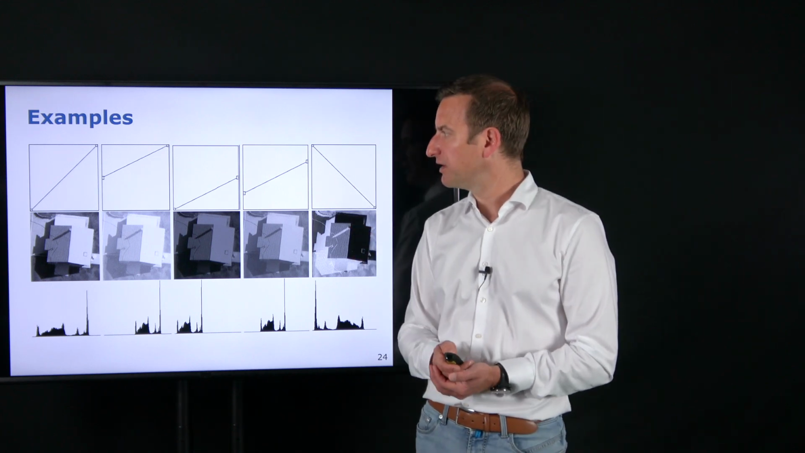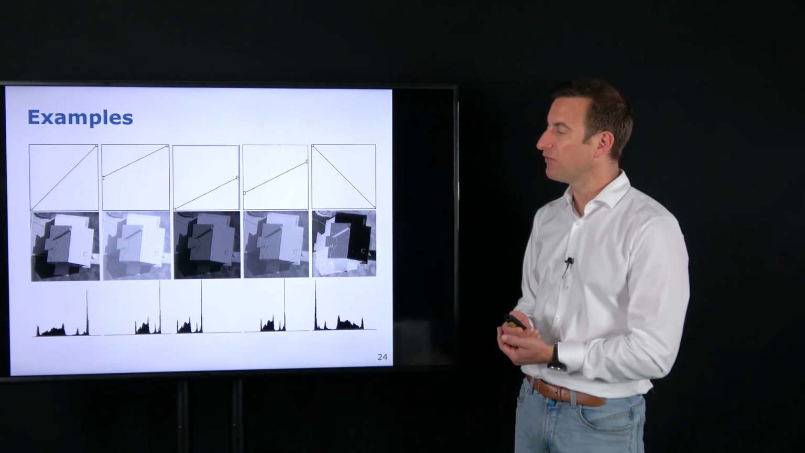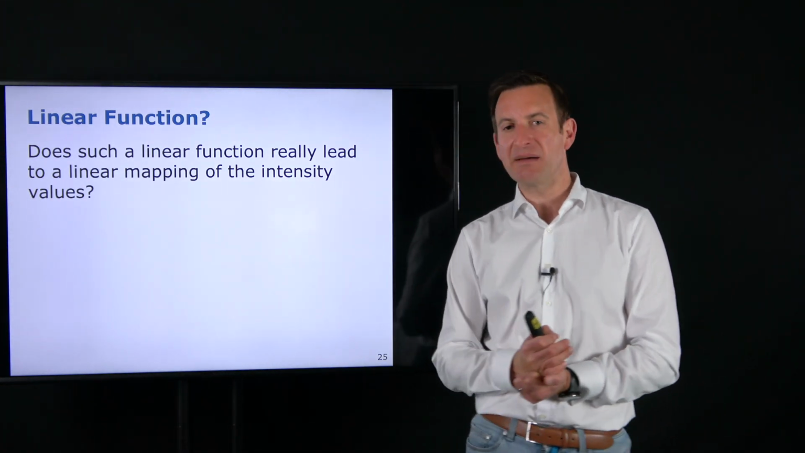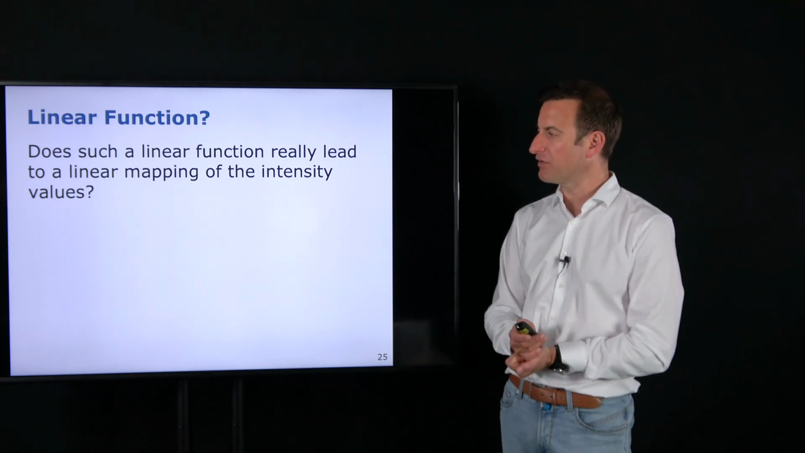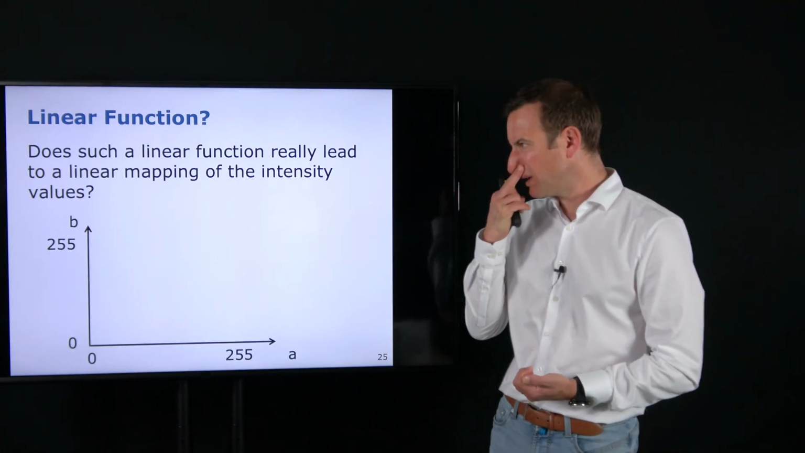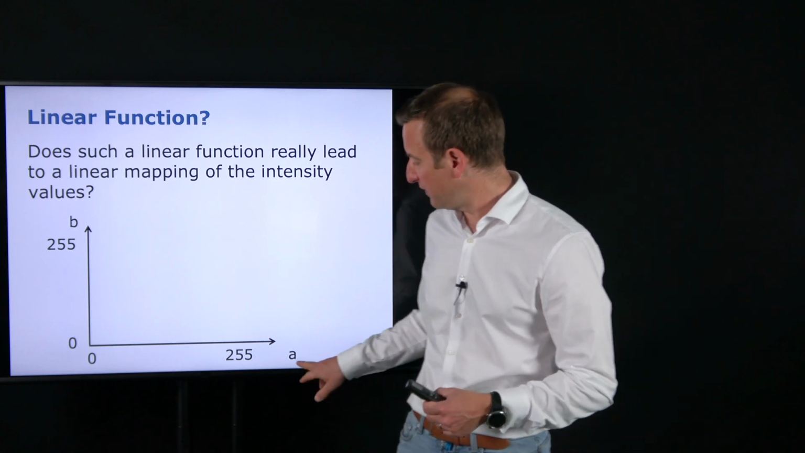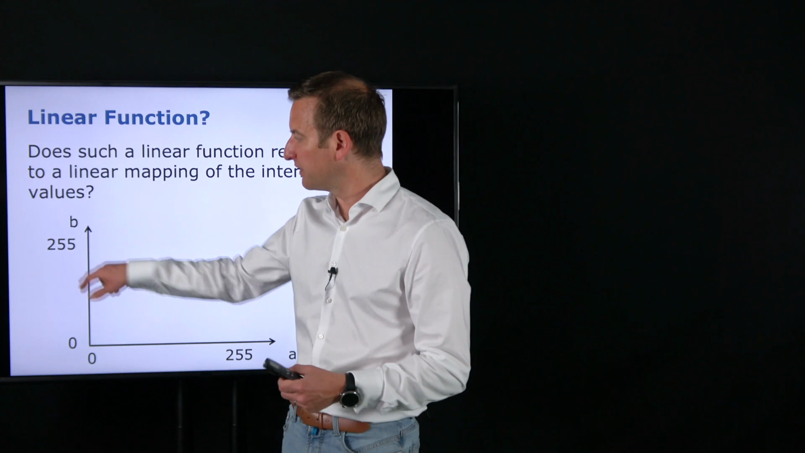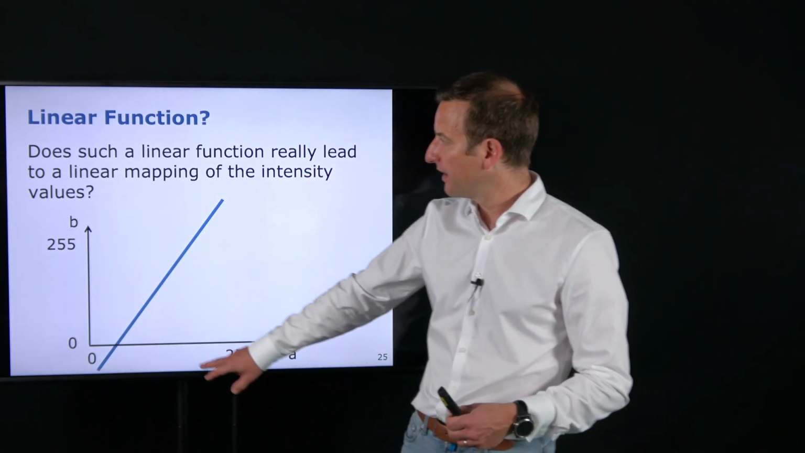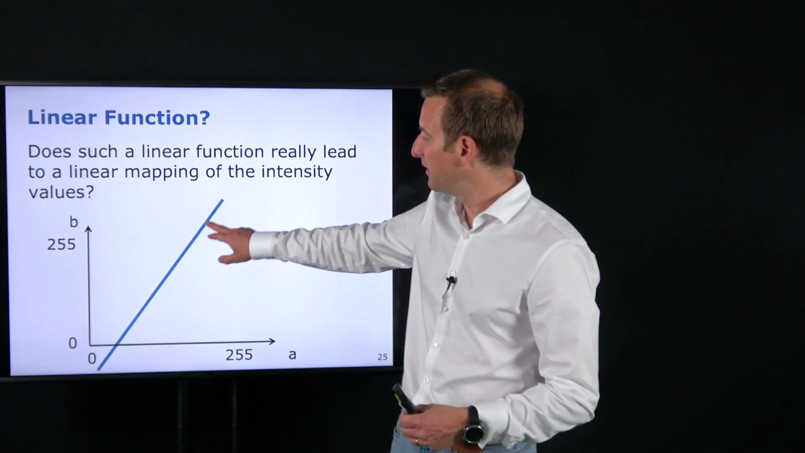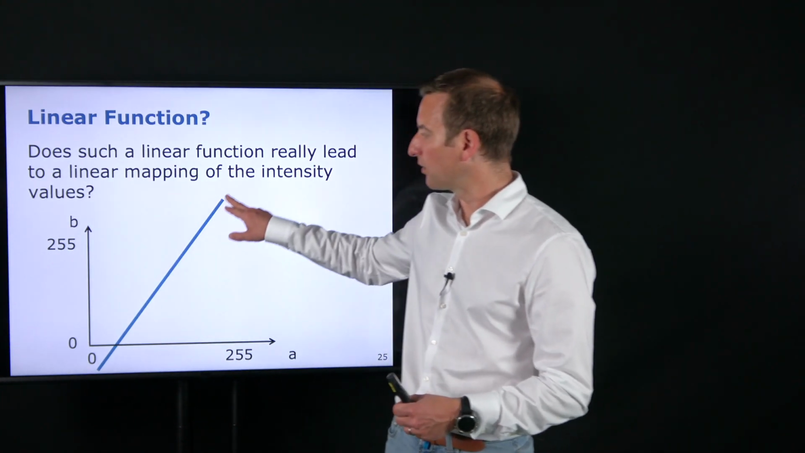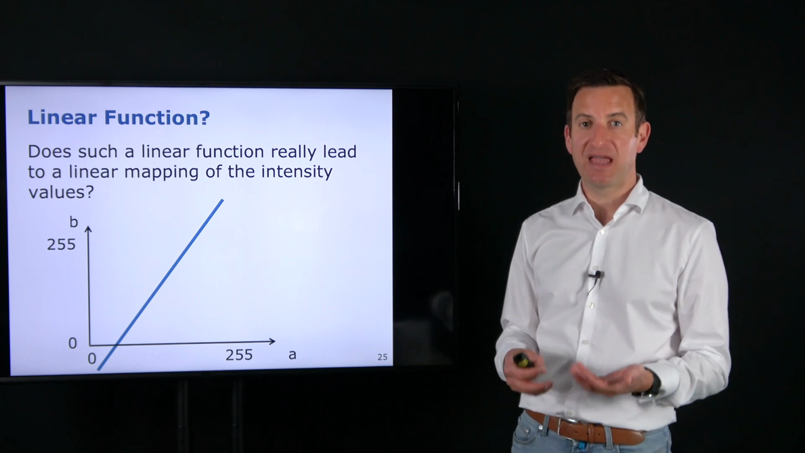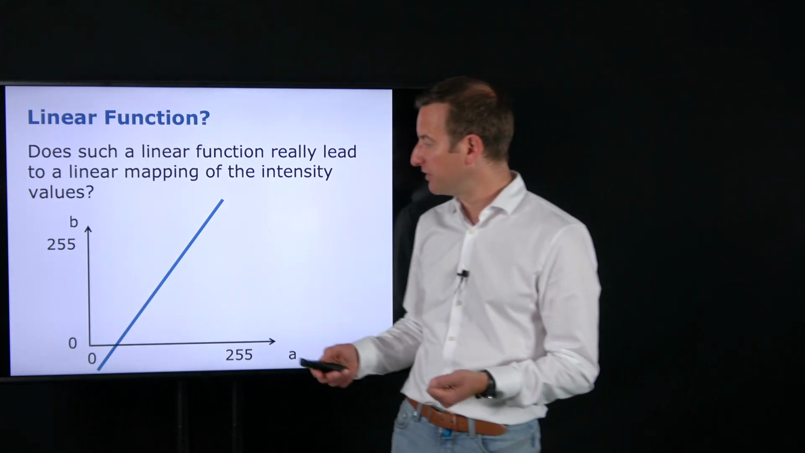So these functions here are linear functions transforming our function. But is it actually really a linear mapping from one intensity value to another intensity value? We can actually illustrate this. On the x-axis here, we have the input intensity values A, the output intensity values B, and a linear function that we would have in here could, for example, look like this. And yes, this k plus m times A is a linear function.